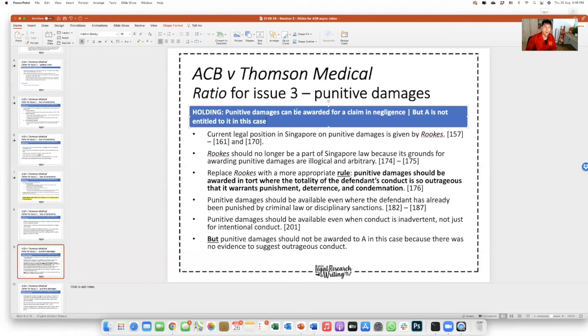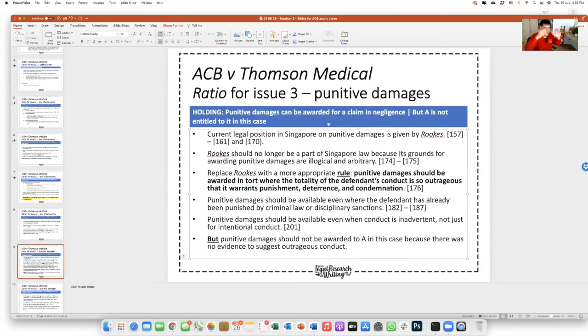First, the court is saying, look, we can award punitive damages for a claim in negligence, okay? That's possible. Second part, the court is saying, notwithstanding the fact that we find it possible, in this particular case, the appellant ought not be awarded punitive damages. Okay, so let's deal with it maybe in a stepwise manner. All right, so the first part, okay, where the court held punitive damages can be awarded, right?